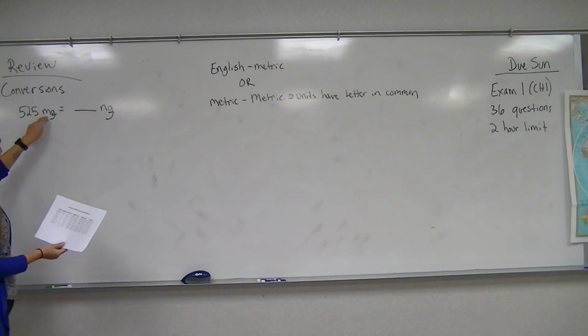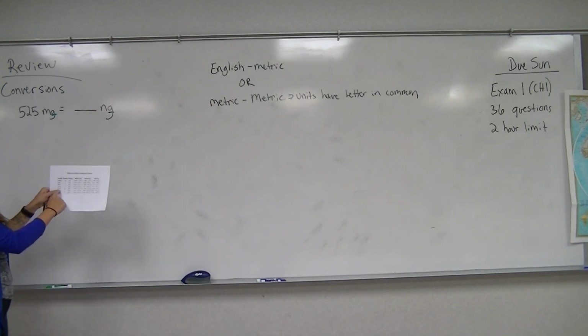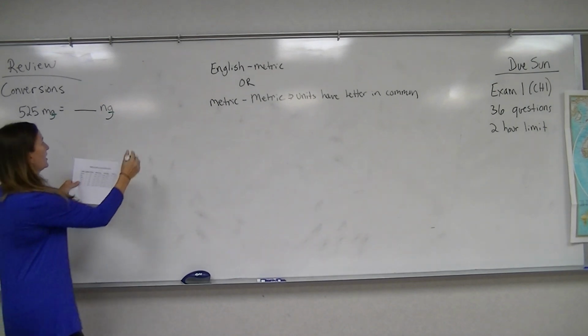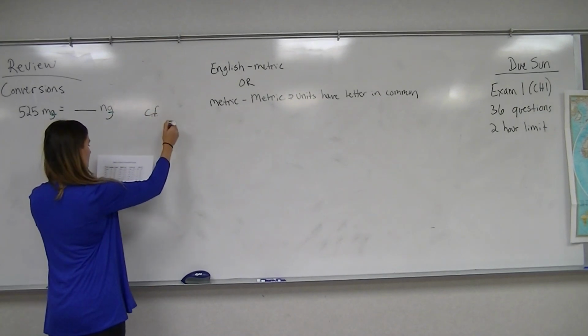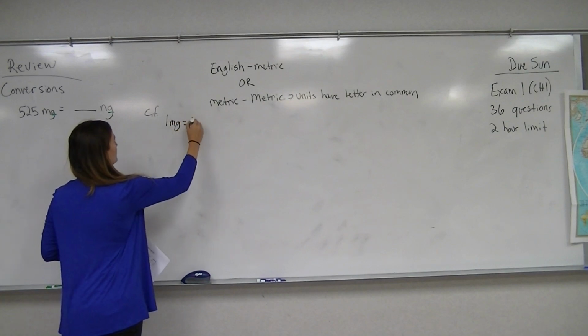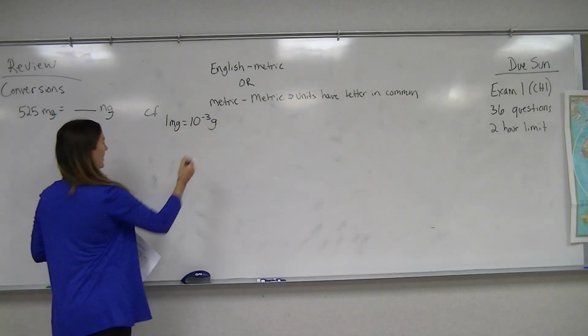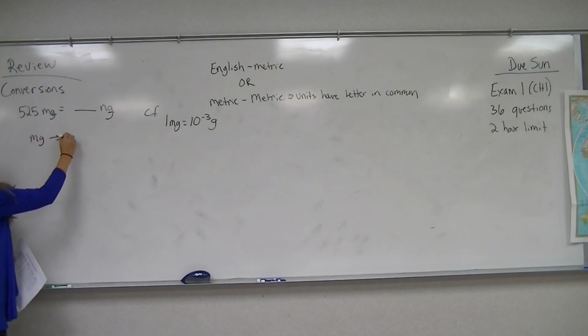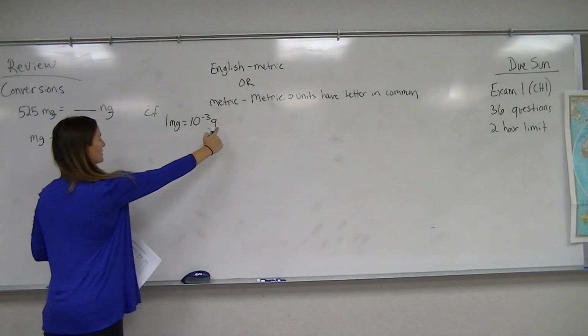So I'm going to look up milli first, and I go down to the milli, the little m, and it's 10 to the negative third. If I look in the gram area, it gives me a conversion factor of 1 milligram is equal to 10 to the negative third grams. So that's one conversion factor that's going to get me from milligrams to grams.